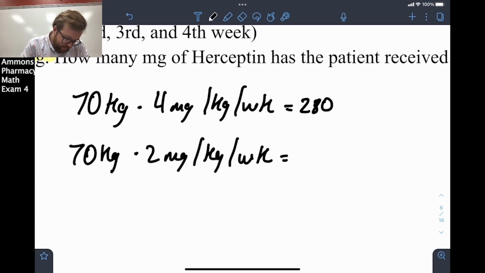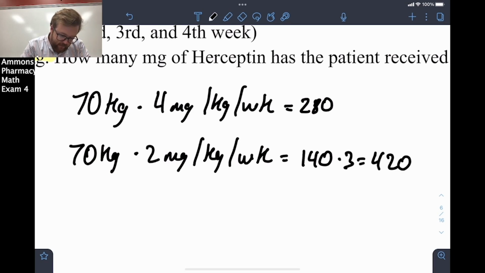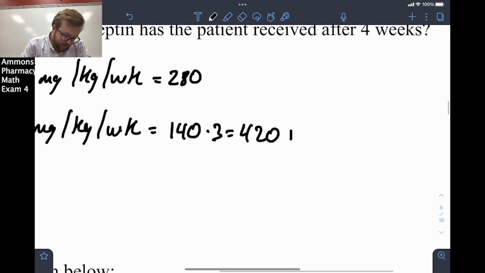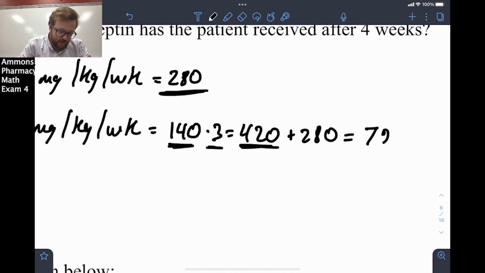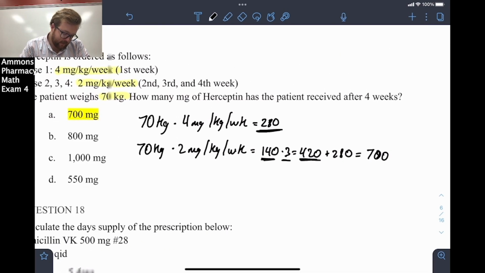And 70 times 2 is 140 times 3 is 420. So what is 420 plus 280? Right? Because this is his first week, and then this is his second week, and this is week 2, 3, and 4. So he will get this much. So we need to do 420 plus 280, and we will get 700, and I believe that's grams, or milligrams.